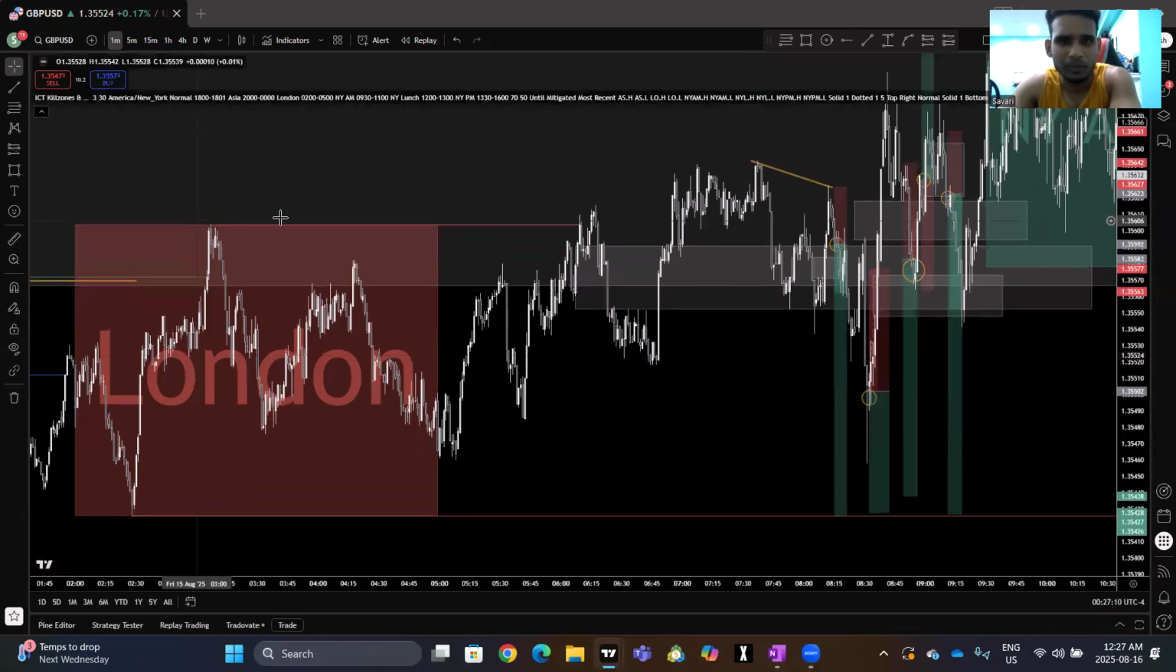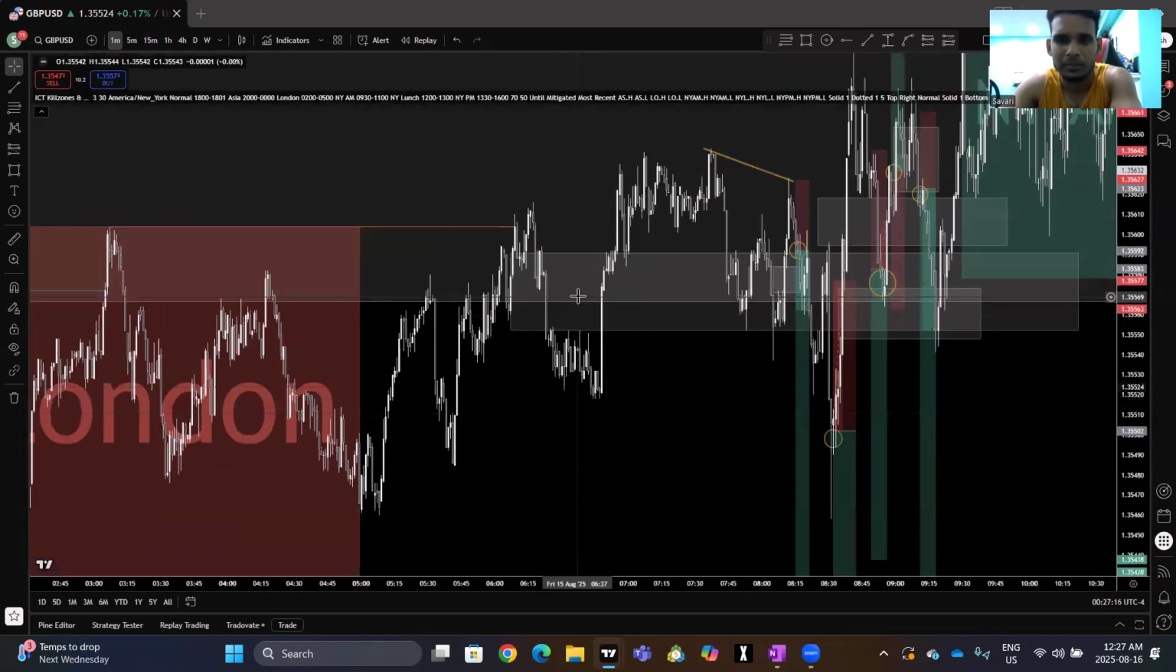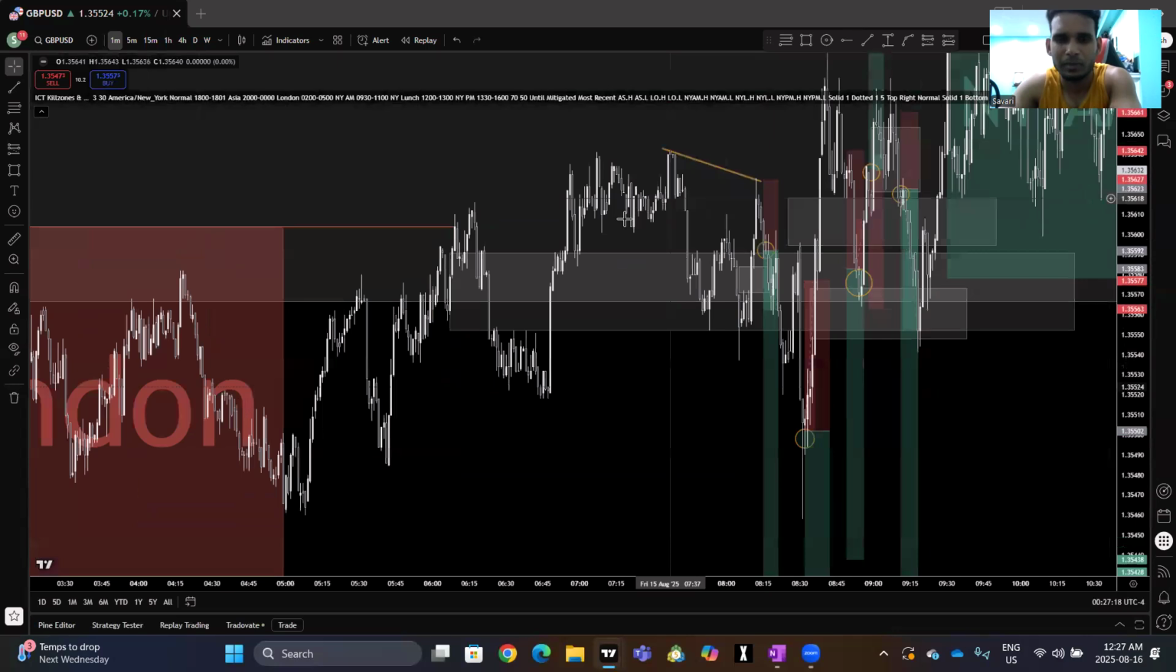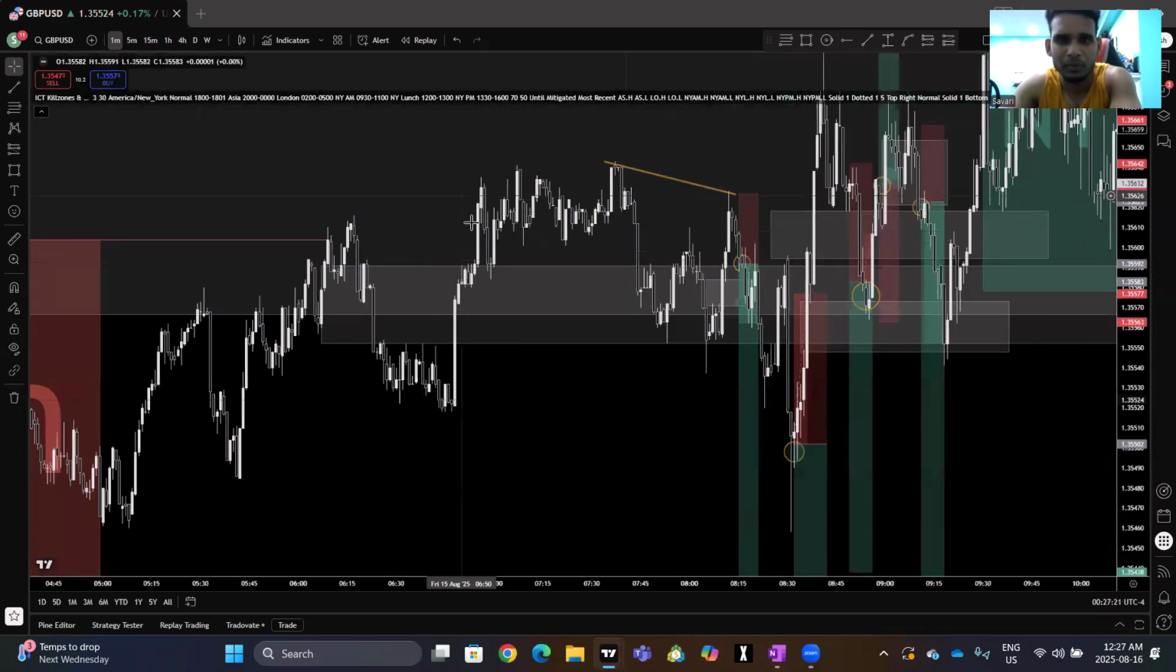What happened? After clearing the London high, it gave some reaction towards the downside, a manipulation leg. I consider it a manipulation leg. Big displacement, fair value gap, clear this high. What happened here? The last fair value gap is holding the price, pushing higher. Clear this leg. One more time, sweep.